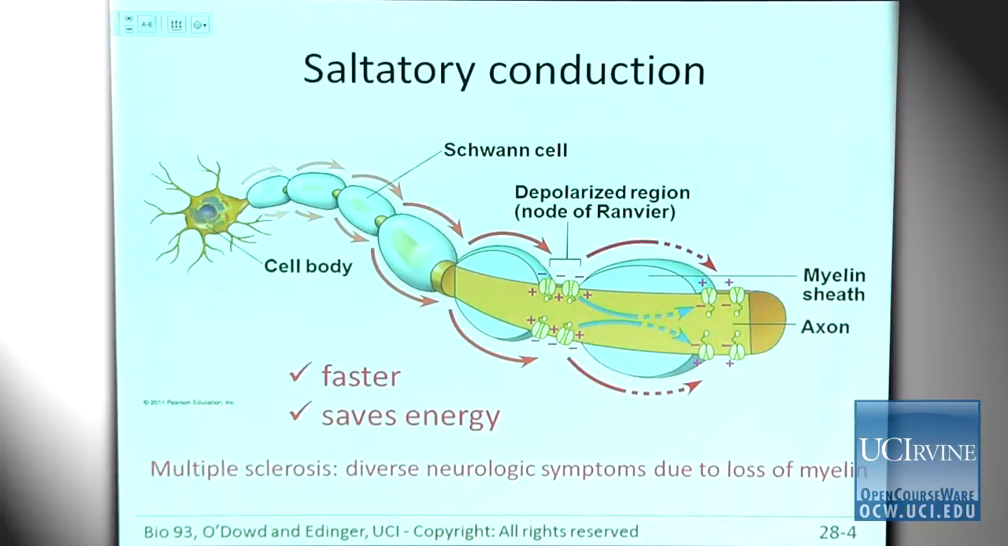Multiple sclerosis is a disease where people lose their myelin. It's probably an autoimmune disorder where the myelin gets degraded and lost, and they have a whole bunch of different neurologic symptoms, very diverse symptoms, because you rely on myelin for many neurological tasks to work smoothly. So this disease emphasizes that the myelin does a very important job in your nervous system.